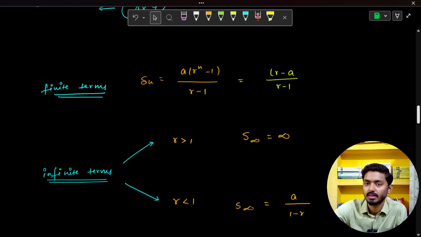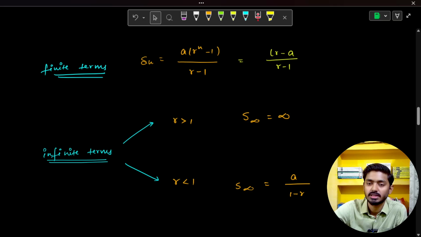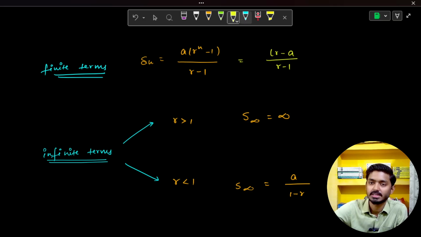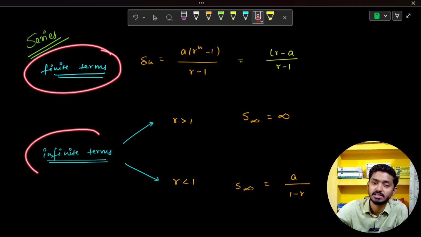Alright, now we are going to learn about geometric series, where we find the sum of an entire geometric progression. Now there can be two cases: either they are finite or infinite.